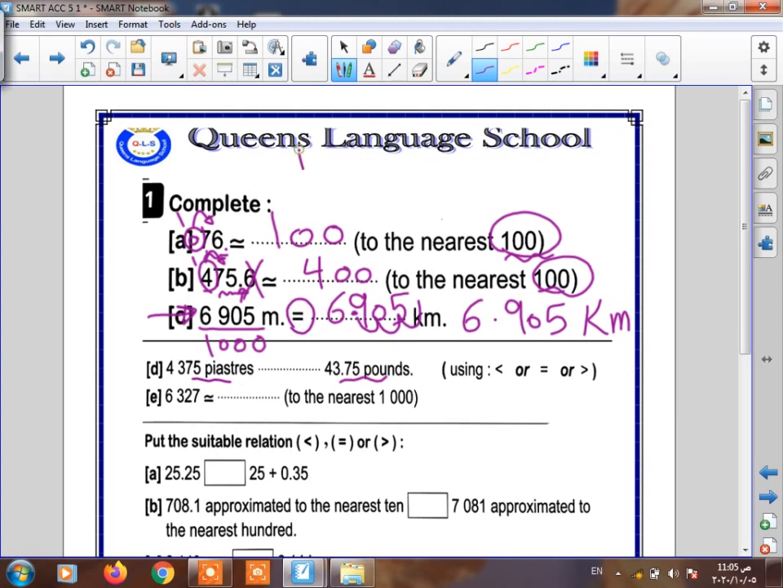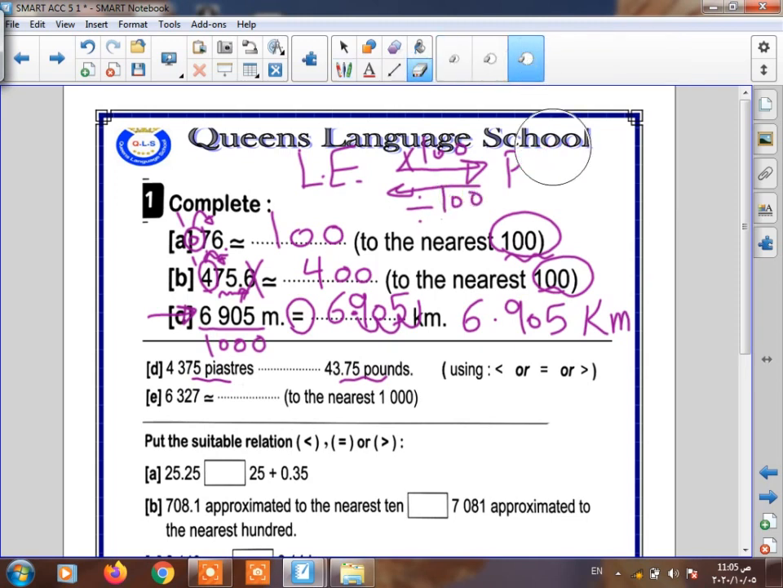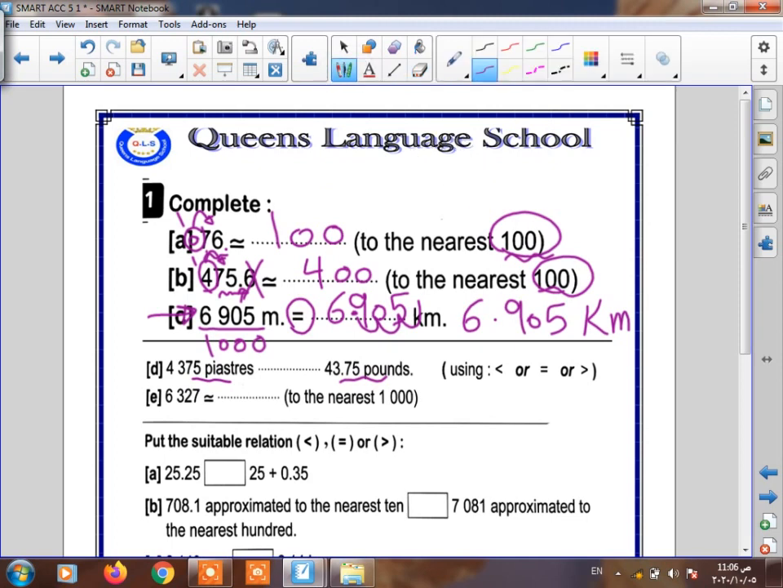We took that 1 LE. How can I change it into piastre? 1 LE, sorry. How can I change it from pound into piastre? I know that 1 LE equal 100 piastres, so I make it times 100. What about the opposite? From small to big, I make it divided 100. Okay. Now, I change it from small into big. How can I change it from piastre into pound? I make it divided 100.